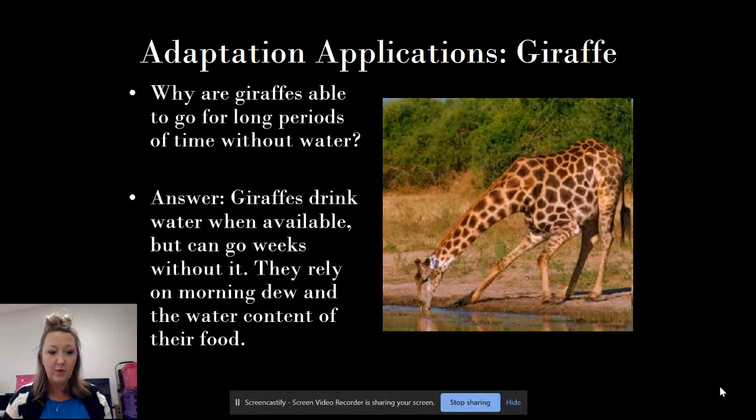Other organisms like koalas do this as well, right? They eat a lot of plants, and plants hold a lot of water, right? In the xylem of their trunks and in their leaves. And so that water content that's in their food allows them to go a longer period of time without drinking water.